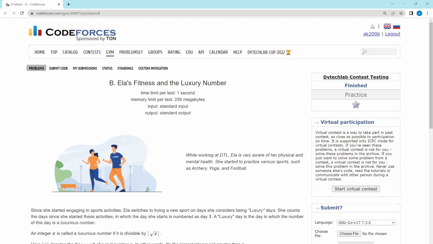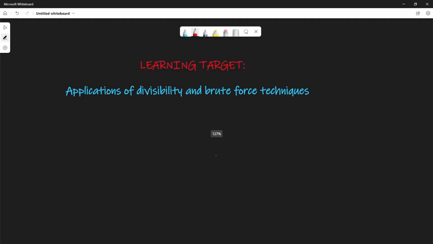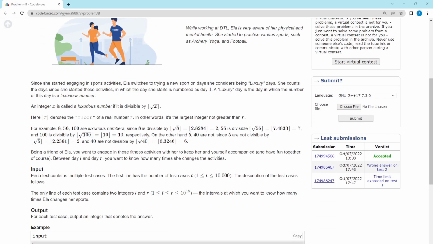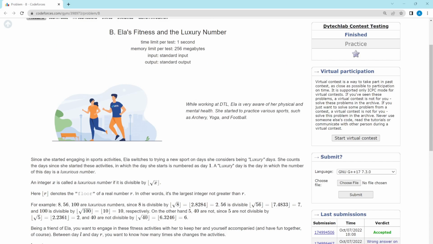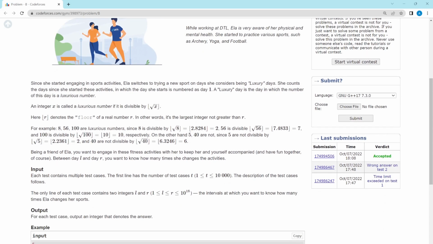This problem is an excellent problem which will teach you the applications of divisibility and brute force algorithms. So in this problem we are basically given intervals L, R, and we want to find out the number of luxurious elements in the range L to R.